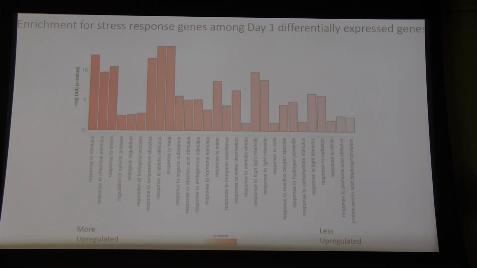When I look at genes that were differentially expressed between the control group and the drought stress group on day 1 of the experiment, what I found is a lot of enrichment for genes that are involved in stress tolerance. So this makes sense. It seems that the plants are responding to drought stress, which is what I was hoping.